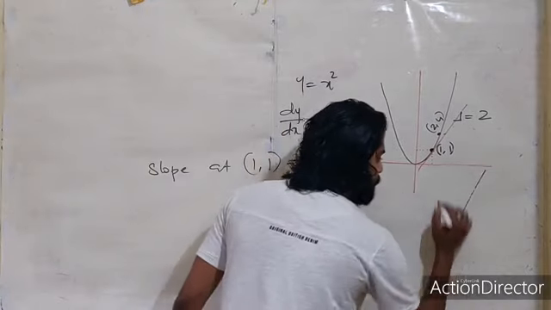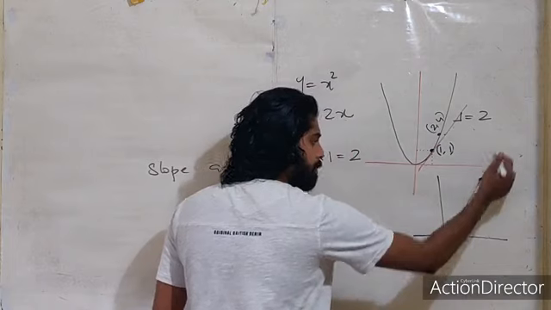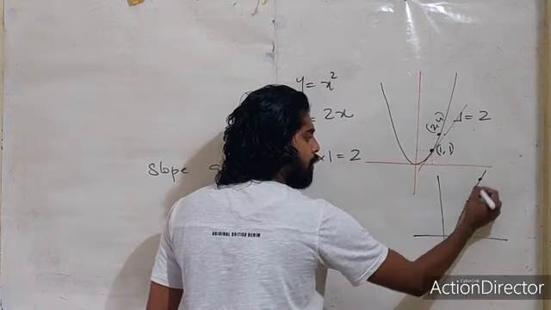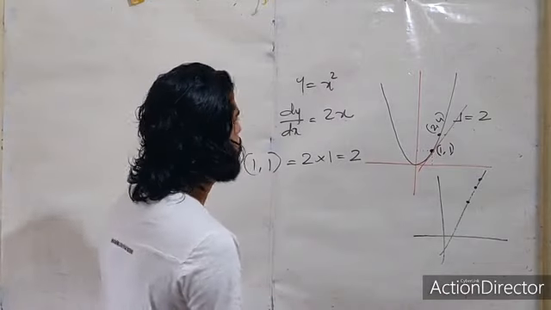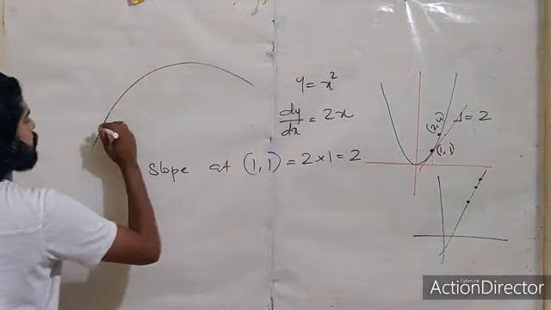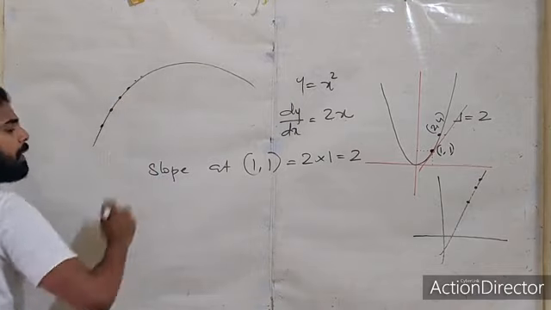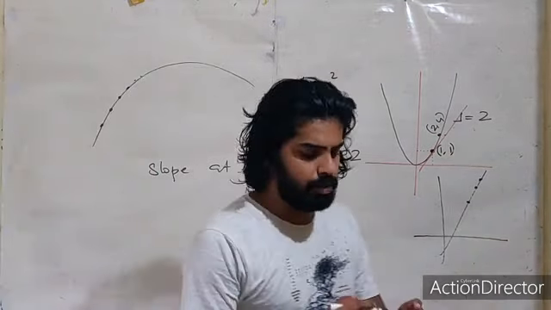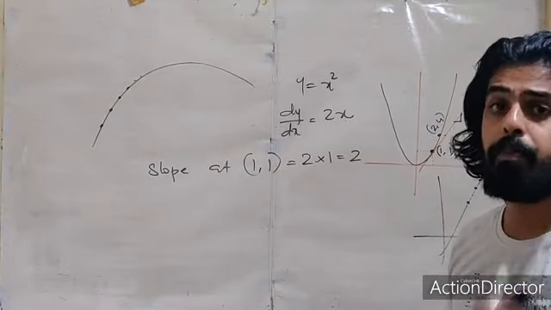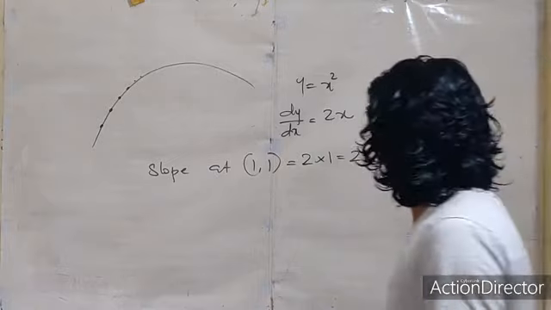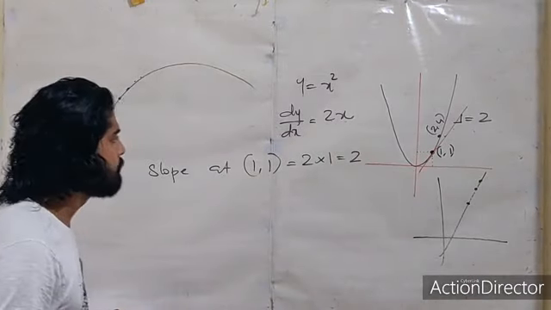For a line, the slope at any point is the same. Slope at this point or at this point, at all the points, the slope will be the same. That is why this is a line. And for a curve, the slope of the tangent at this point, this point, this point will all be different. That is why in a curve the slope varies from point to point. So this is how we find the slope of the tangent.